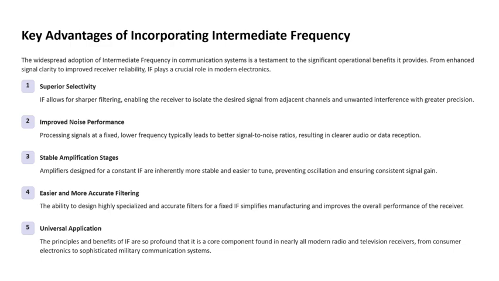Now we are going to discuss the advantages of using IF. Better selectivity, meaning nearby channels can be separated easily, improved noise performance giving clearer output, stable amplification with less distortion, easy and accurate filtering, and universal usage in radios and TVs. That is why almost all modern receivers use IF.